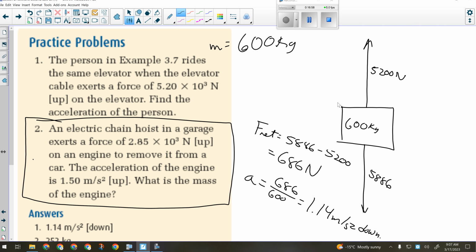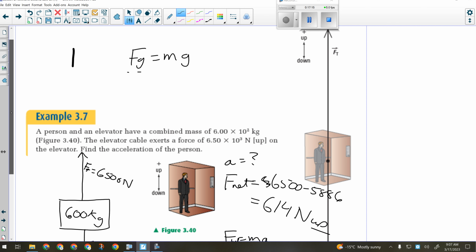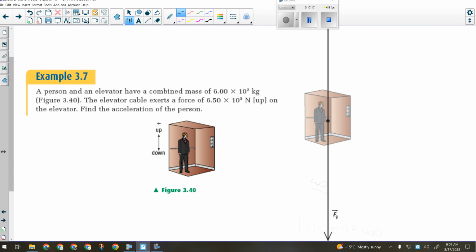Right, yeah. I'm actually going to use the same steps, but I'm going to do them in a different order. Instead of doing m times a last, I'm going to do m times a first. Because in a situation like that, let me quickly make one up here. Let's say I've got this elevator, and it's 600 kilograms. But instead of giving you the tension, I tell you that the acceleration is 1.3 meters per second squared up.